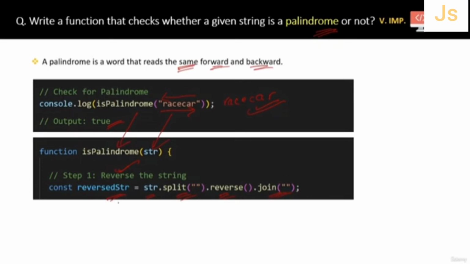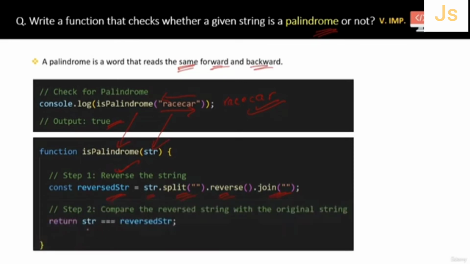So once we get the reverse string, it's very easy. As a next step, just compare the reverse string with the original string by using the equality operator. So that is the logic, and it will return true or false, right? In this particular case, it will return true, and that is our expected output. If it is not equal, then this condition will return what? False. That is the solution of this question.